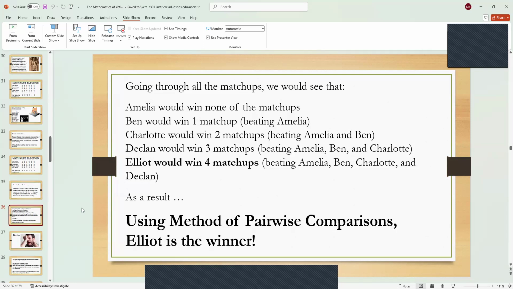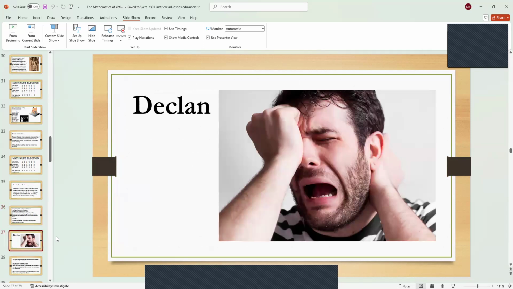Elliot wasn't the winner using the other methods, though. In fact, Declan can't believe it now. Declan just won recently using the Borda count method. Declan is taking this tough. Declan is having a hard time with this news of Elliot now being the winner.